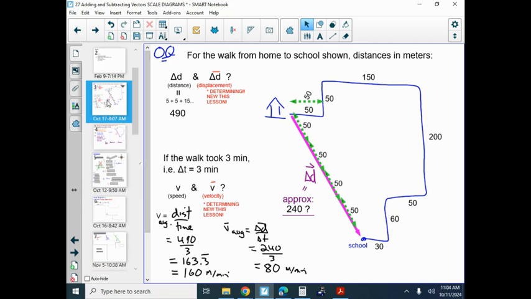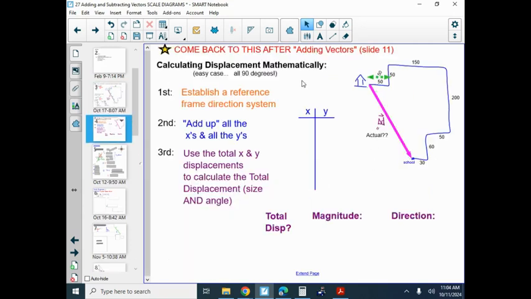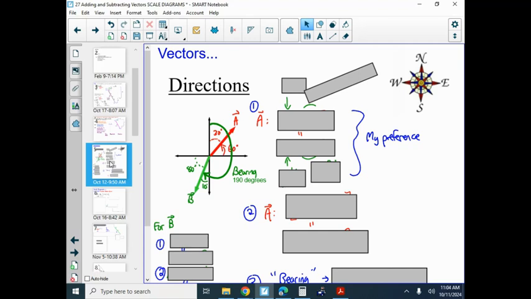Okay, so that's the idea of that from what we've seen so far. We are going to come back to this one and look at how we could add this up mathematically, since we have all nice 90 degrees, no angles to deal with. Okay, so we'll come back to that, and that'll get us used to the idea of adding up the numbers mathematically as well, once we're ready to do that for angle cases.